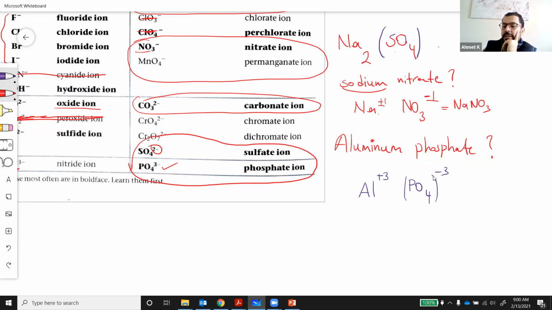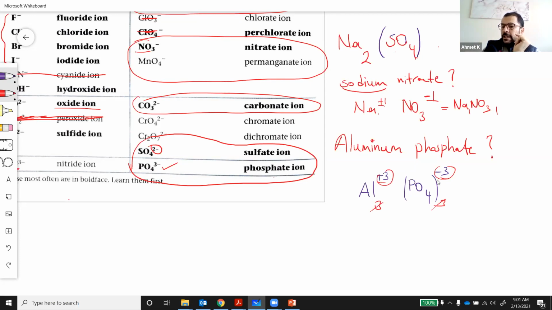Okay. And now see, both of them have 3 and 3, right? So whenever you bring them up, you can actually do the crisscrossing here, put the 3 here and the 3 here, but again, it's a 1-to-1 ratio, just like this sodium nitrate. So I don't really write 1 and 1 here, because 3 and 3 cancel each other out. You have only a 1-to-1 ratio.